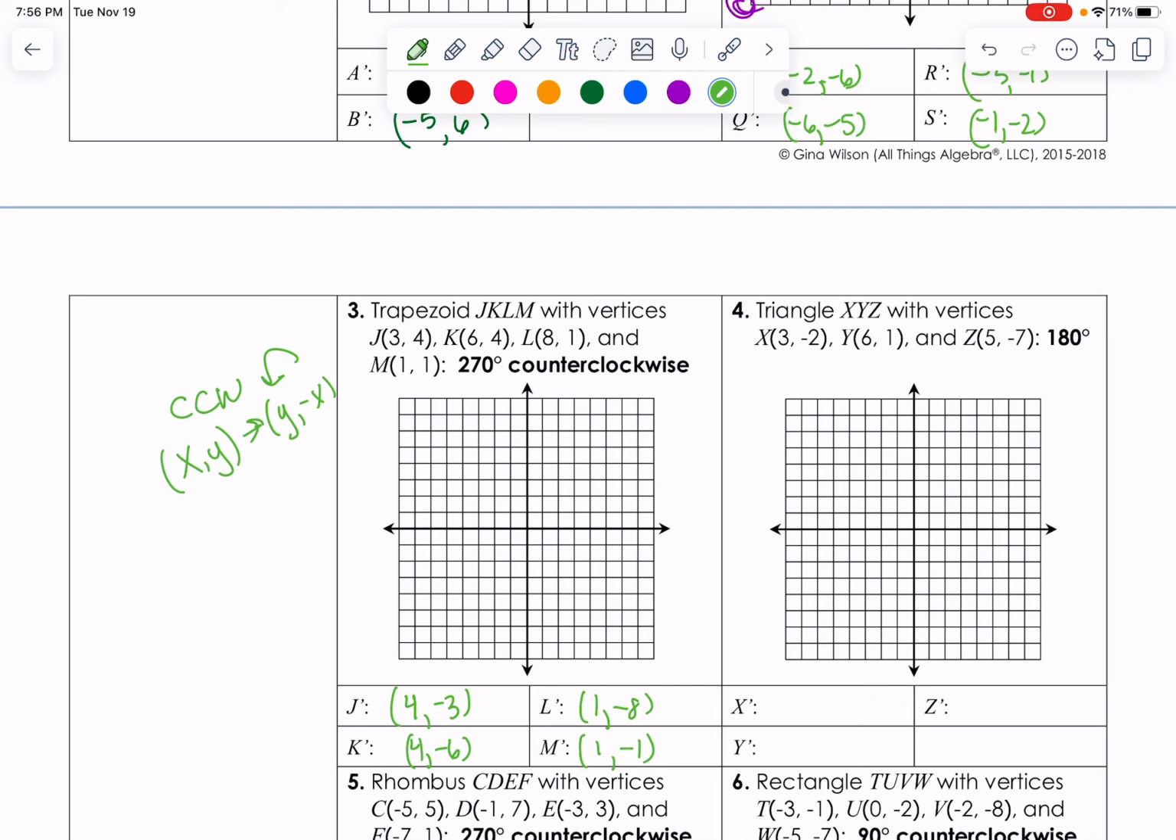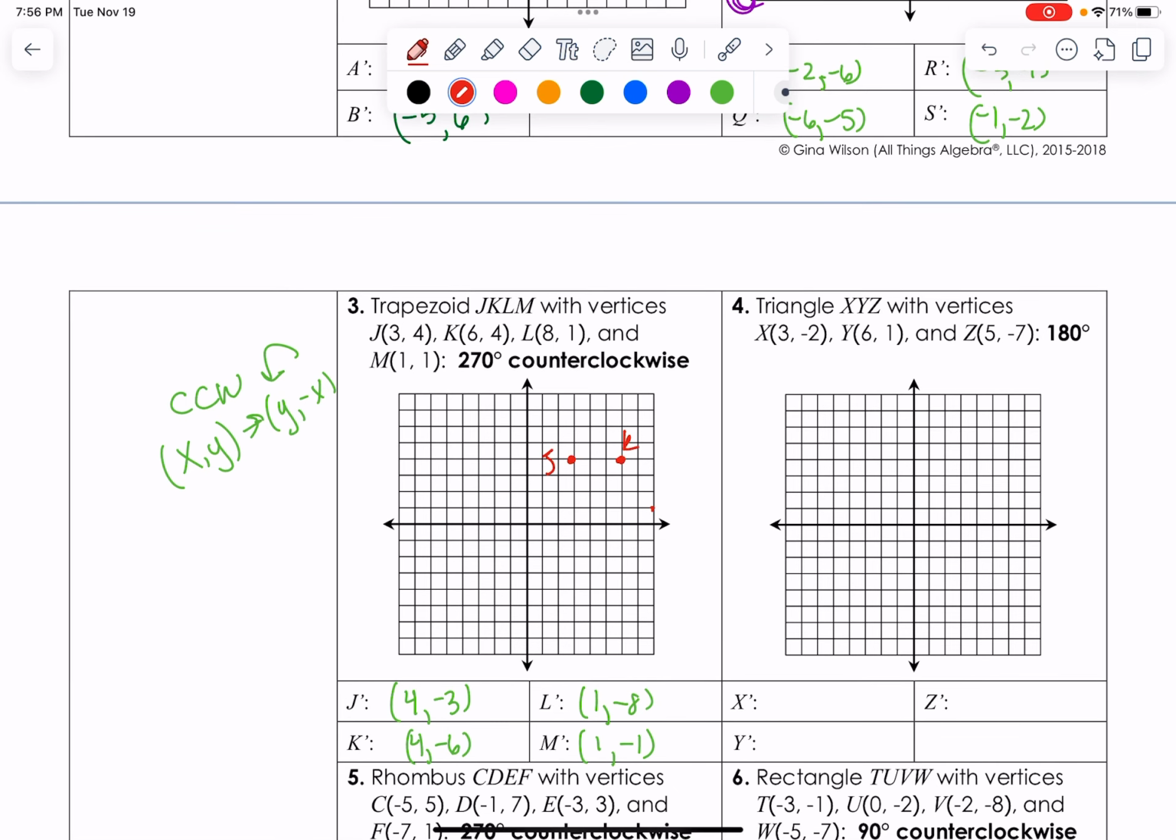Okay, so let's see if that checks out. Let's do the original one. Over 3, up 4, that's J. Over 6, up 4, that's K. Over 8, up 1, that's L. And over 1, up 1 is M. So there's my original trapezoid.